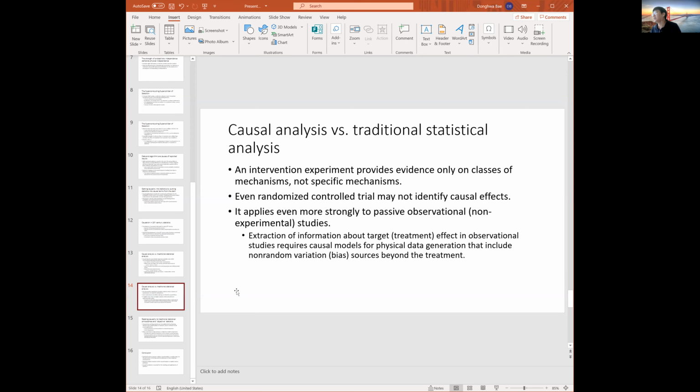This applies even more strongly to passive observational studies, non-experimental studies, because extraction of information about treatment effect in observational studies requires causal models for the physical data generation process that includes non-random variation sources beyond the treatment. So not only the treatment, not only the trial, but also observation itself has some kind of causal relationship, causal factors for the observation or selection. So we need to think about that part.